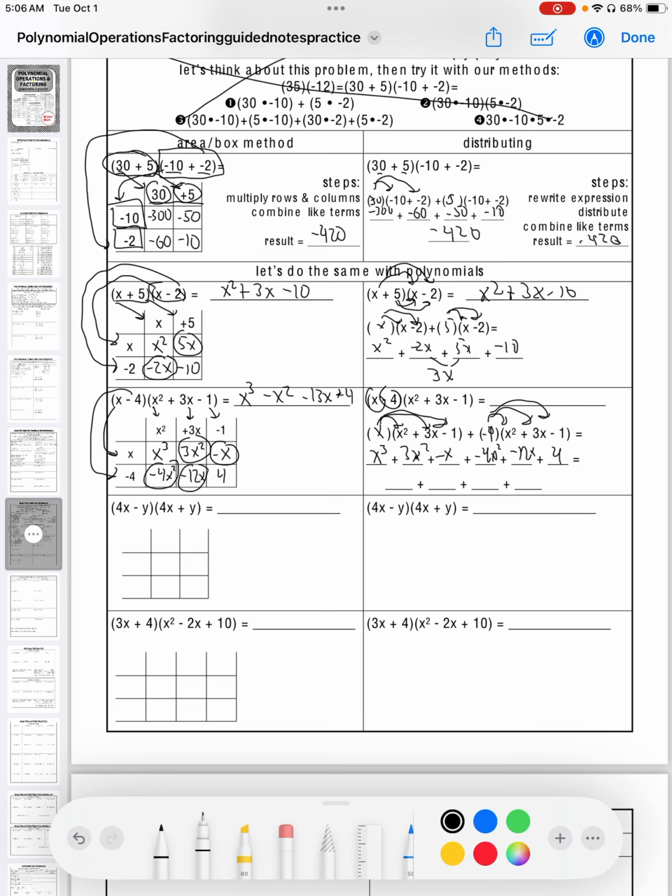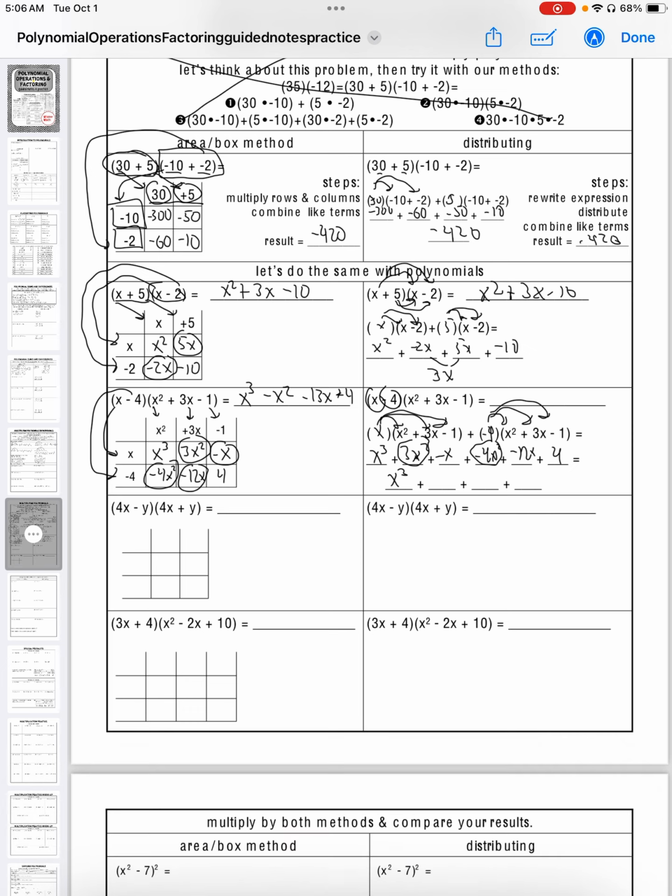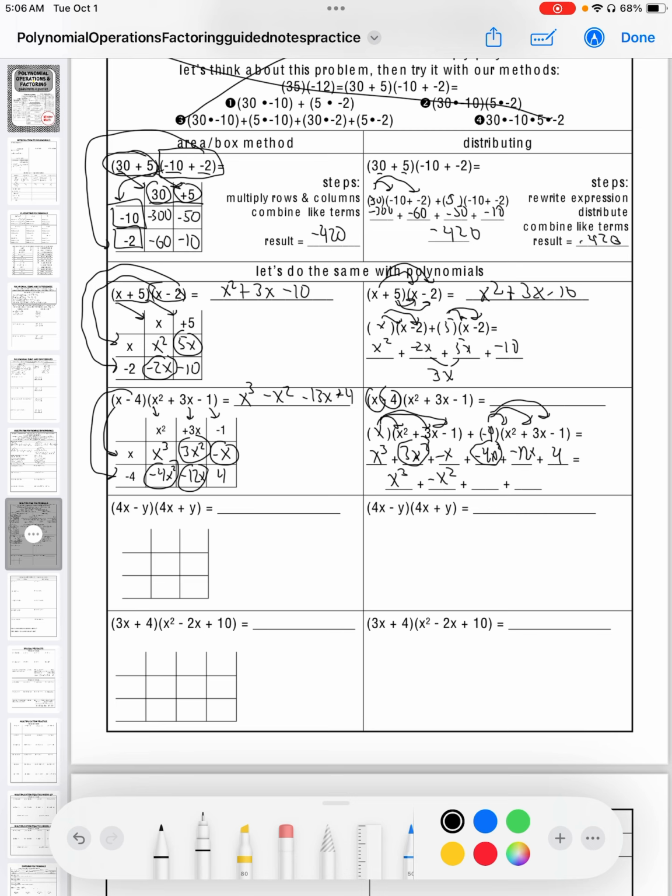Okay, combining like terms, we don't have anything to combine with the x cubed, so that'll stay x cubed. Then we have 3x squared. We can combine with negative 4x squared, which is negative x squared. Then we have the negative x, so we can combine with the negative 12x, which is negative 13x. And finally, the plus 4. So that gives me, looks like I don't have room here. Let me erase that real quick. That gives me x cubed minus x squared minus 13x plus 4.